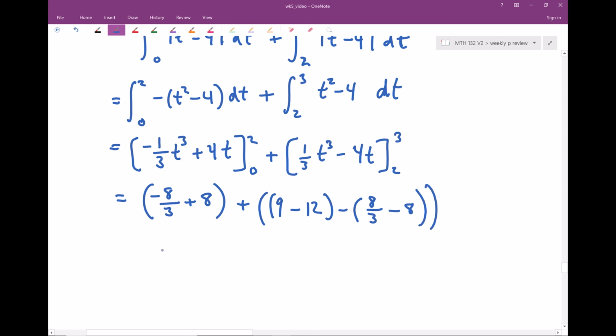Let's go ahead and do a little bit of simplification. Negative 8/3 plus 8. 9 minus 12 is going to be negative 3. And then let's go ahead and distribute that negative. So negative 8/3 plus 8. In fact, I don't even need these parentheses here.